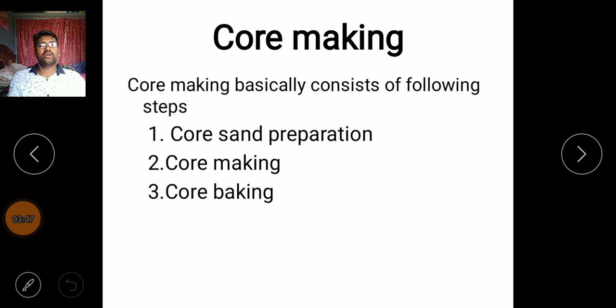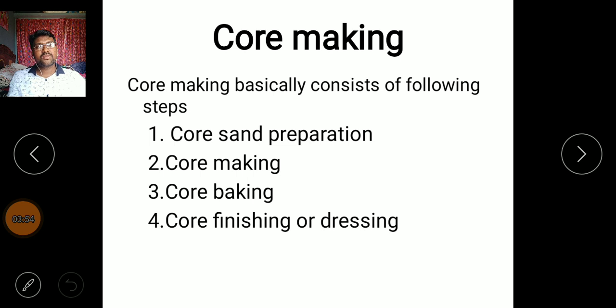Next, core baking. After the preparation of the core, we have to heat the core to get strength, which is known as core baking. Next, core finishing or dressing. After the completion of core baking, we have to finish the core material. We have to check for any defects, breaks, or cracks obtained during core making, and do the core finishing or dressing. Next, setting the cores. We have to place the cores at the required position. That is all about core making.